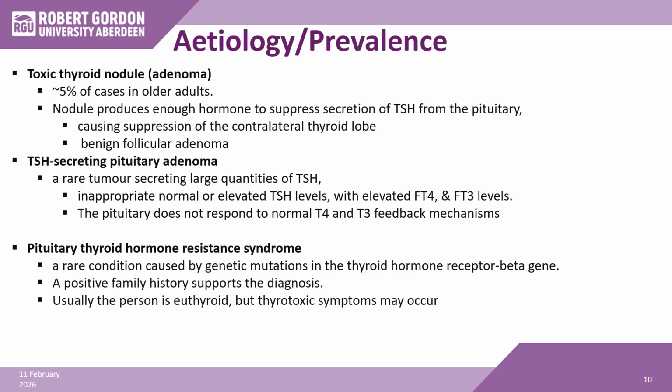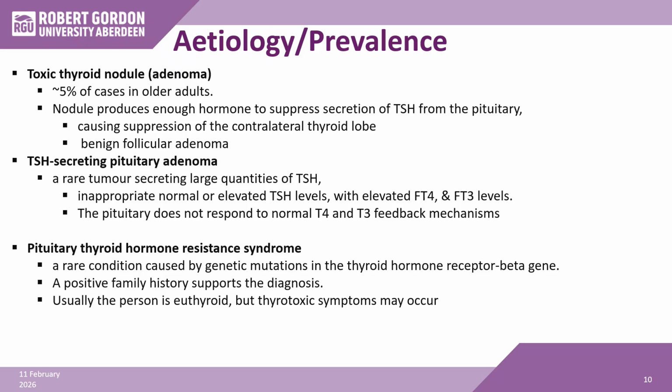We also have the toxic thyroid adenoma, a single autonomously functioning nodule producing enough hormone to suppress TSH and silence the rest of the gland. And then we have a TSH-secreting pituitary adenoma. It's rare but important, where TSH is inappropriately normal or high, and both the FT4 and FT3 are also high.